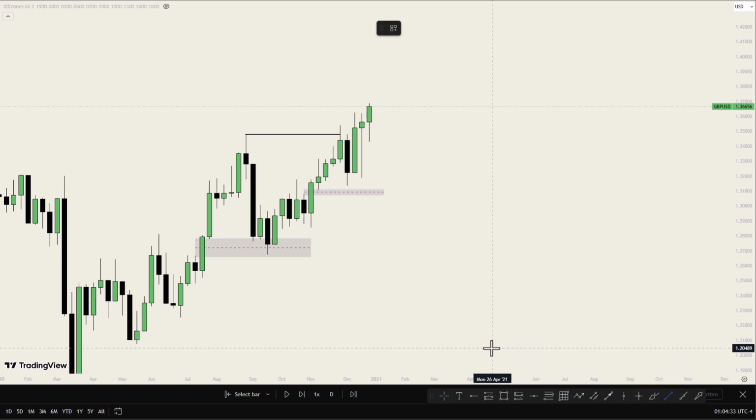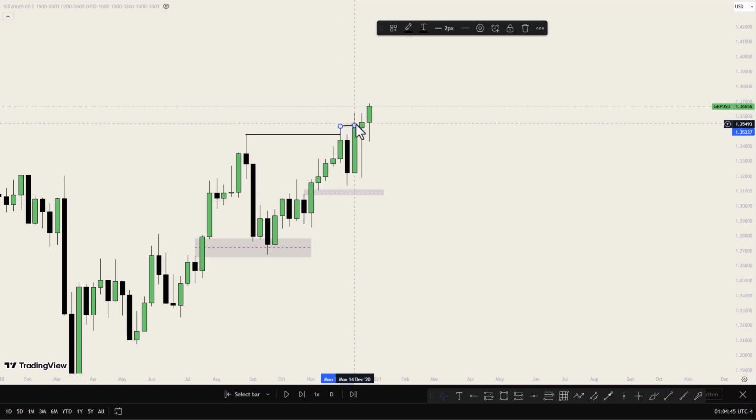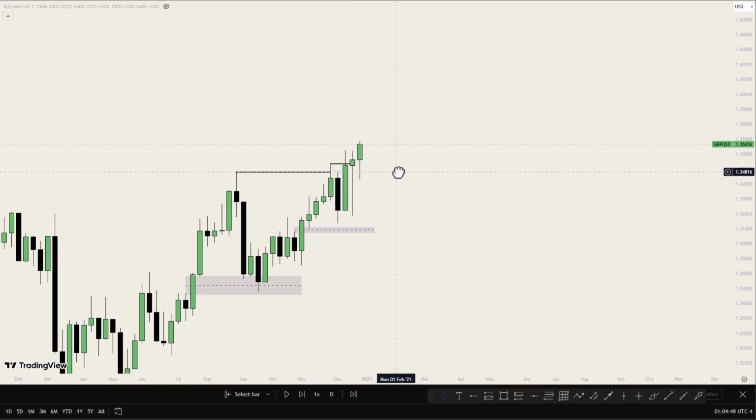What we need to do is to follow what price is doing while trading. So here we see another external range liquidity that was taken at this level, and we don't have internal range liquidity. So what are we going to be doing? We'll be following price action to see whether price will create internal range liquidity.